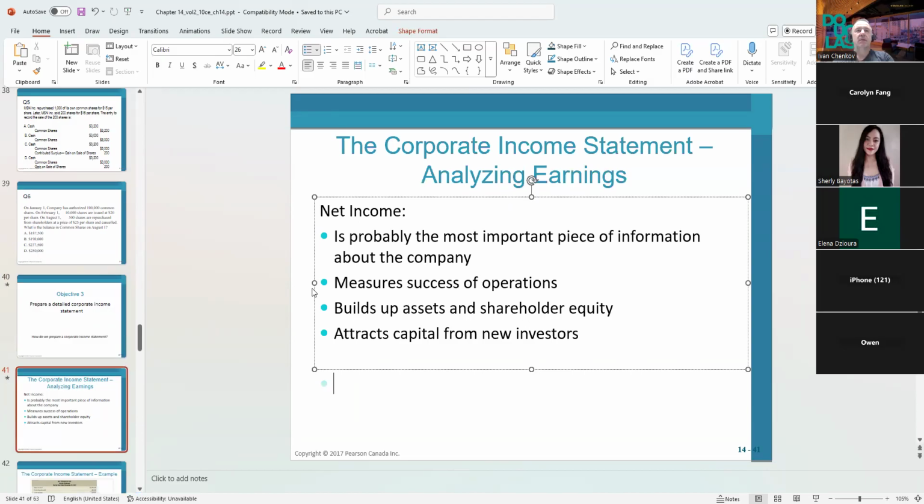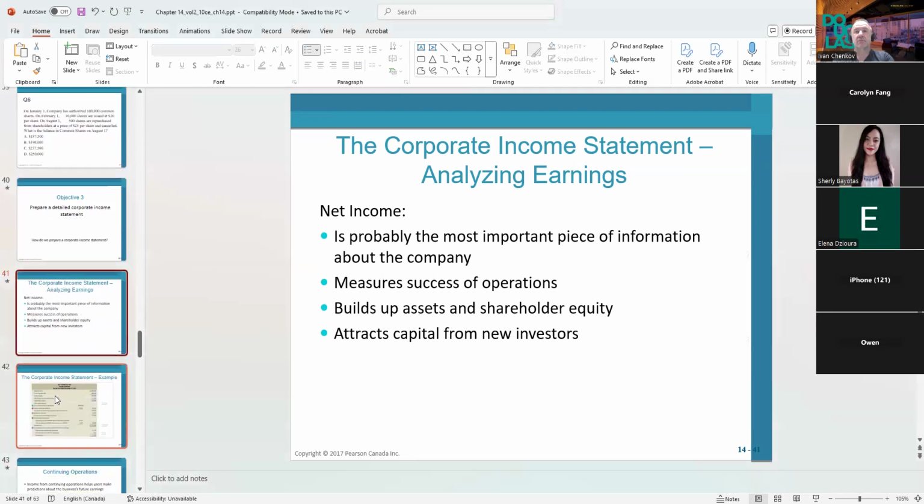Why do we need that net income? Because it's going to show us, do we have the ability to generate income through the operation? How successful is the operation? Are we building assets and shareholders' equity? Can we get new investors?